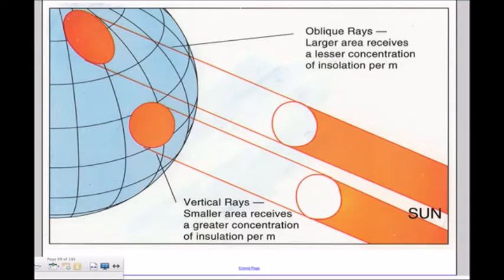Here's the exact same idea, different diagram. Okay, the angles coming in are the same. You can see how much more this is spread out at the northern end of the globe compared to near the equator. So this has a lesser concentration.